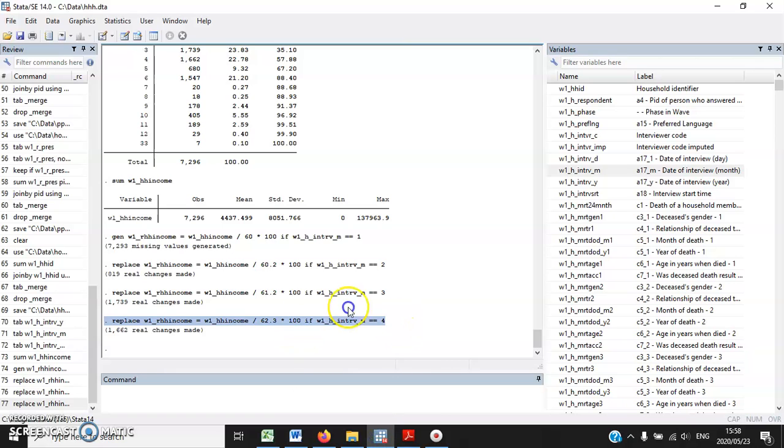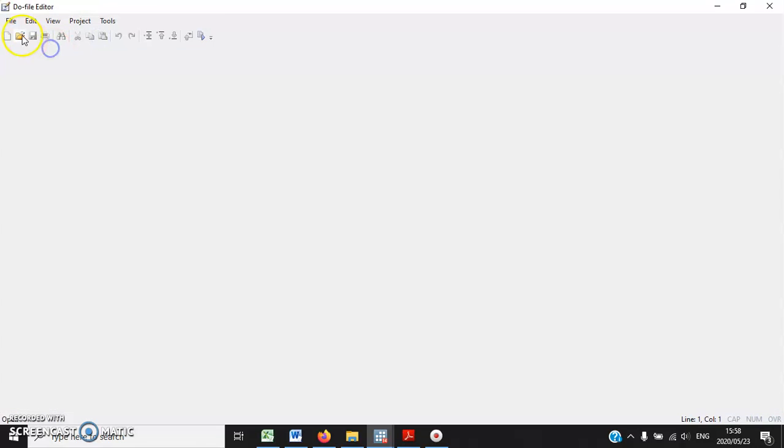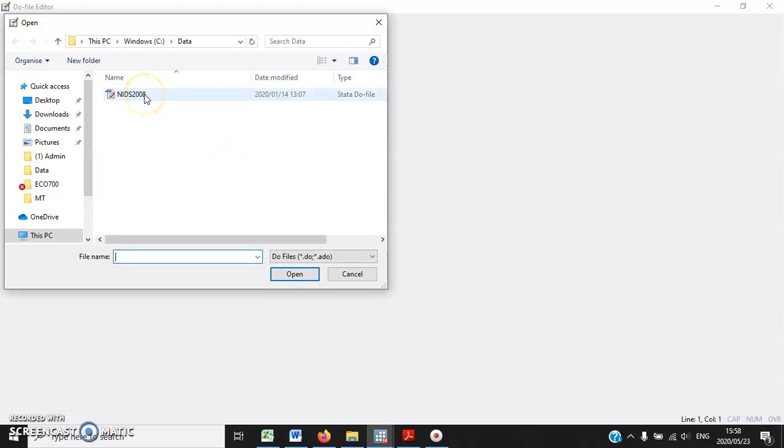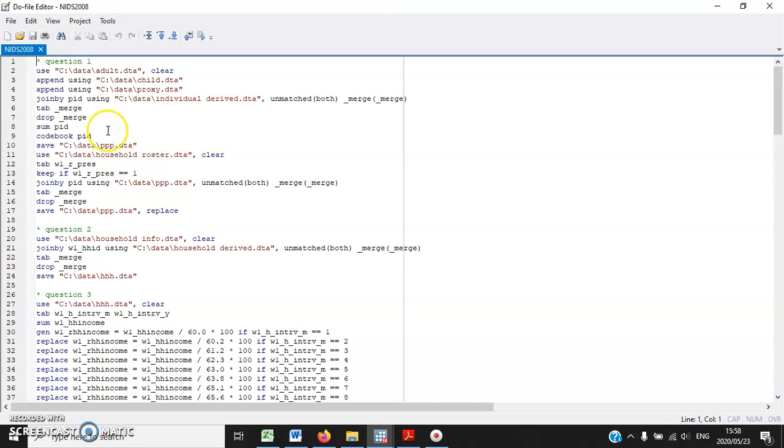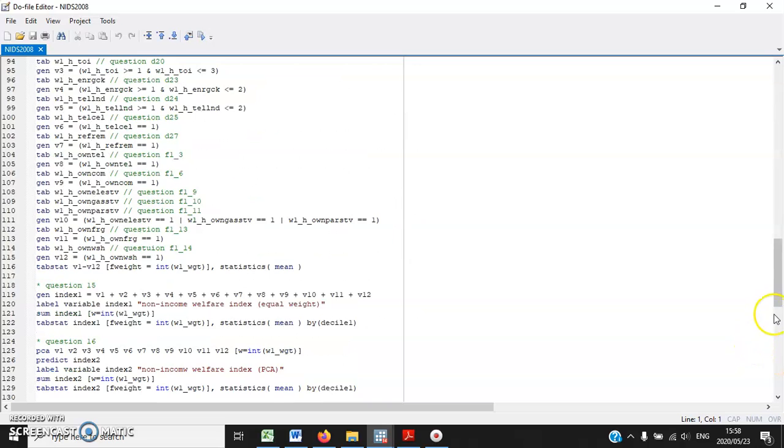Okay, so I have manually typed the commands 4 times, one for each month. Then I think we have valid reasons to be lazy. Now we can make use of the do file. So let me show you the do file. The needs 2008. Okay, so I actually put all the commands.